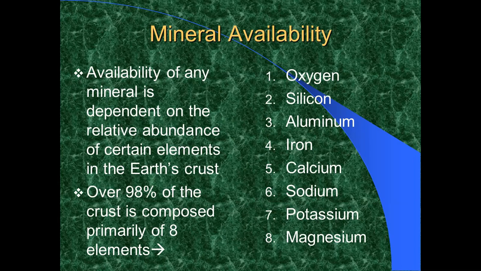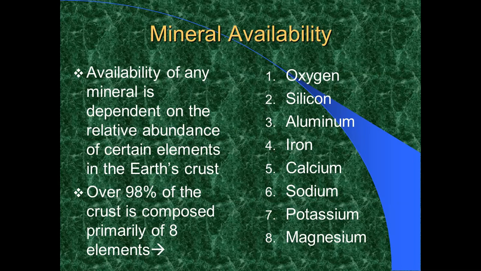Now here's the good news. 98% of the Earth's crust is composed of 8 elements, and I have them listed there on the right-hand side in decreasing order. So oxygen is the most abundant element. Magnesium is the 8th most abundant element in the Earth's crust. Here's why this is important.